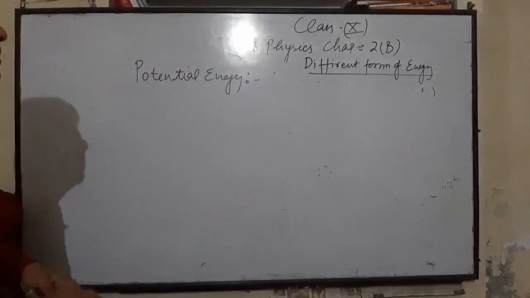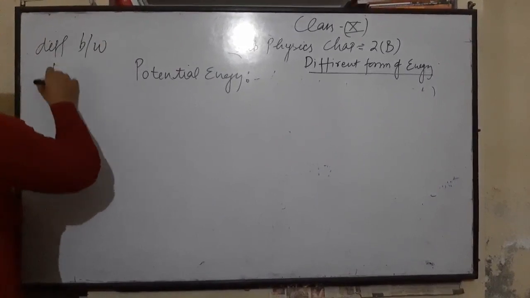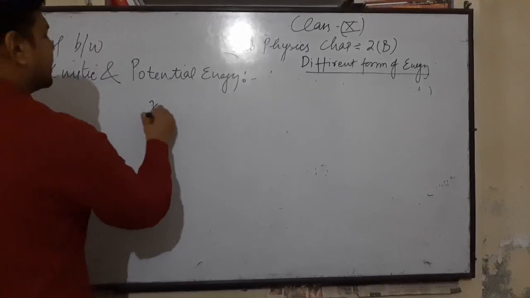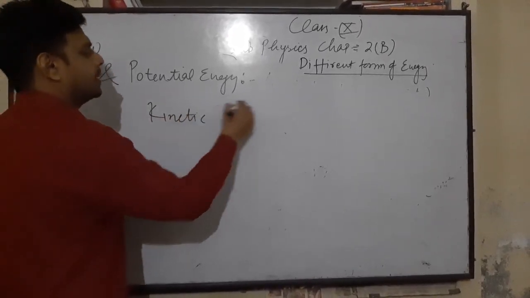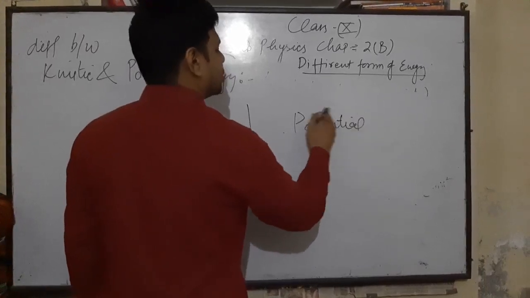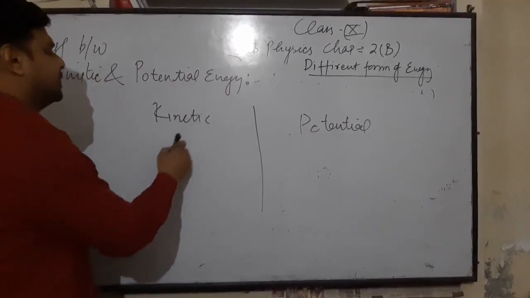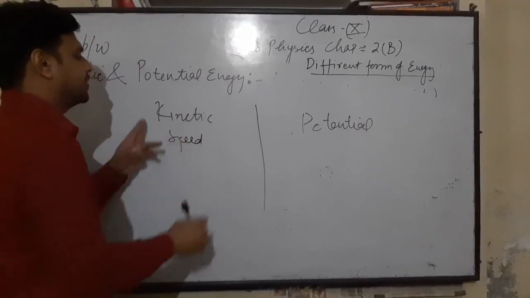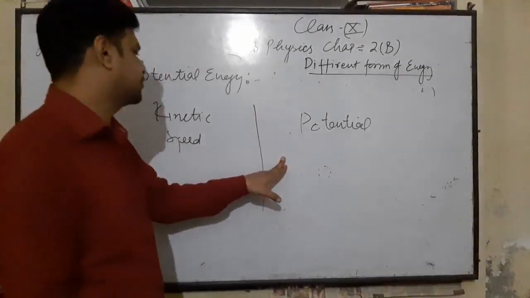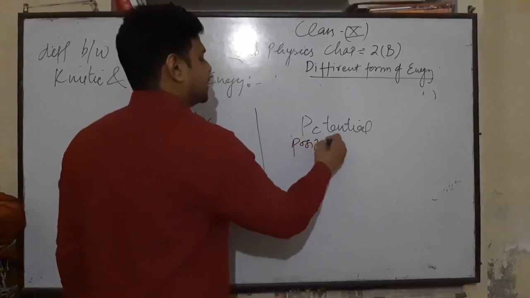Now the difference between kinetic and potential energy. Kinetic energy and potential energy. It is a very important question. Kinetic energy is due to speed, but potential energy doesn't depend upon speed. It is due to position of the object.